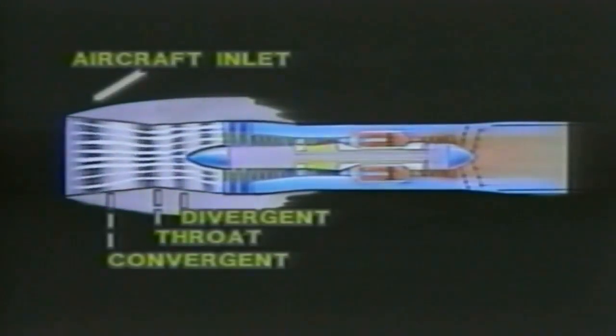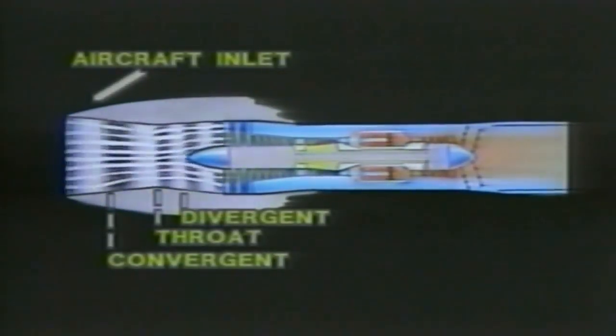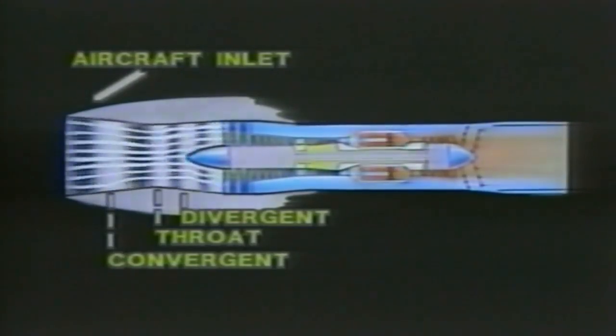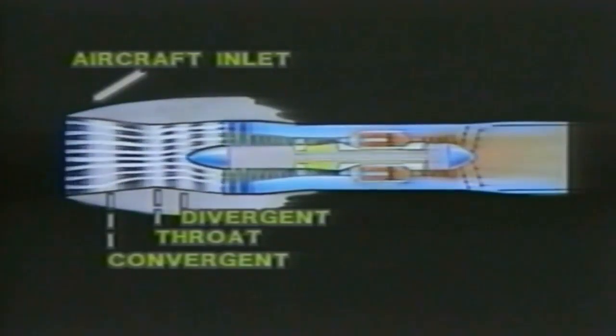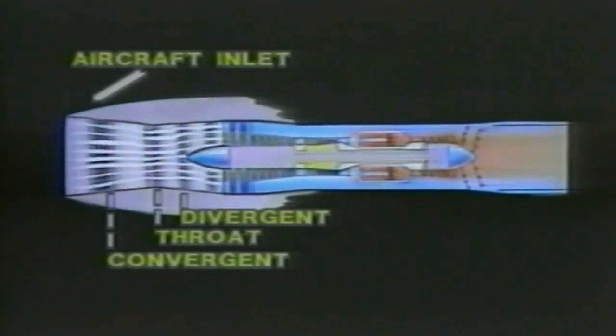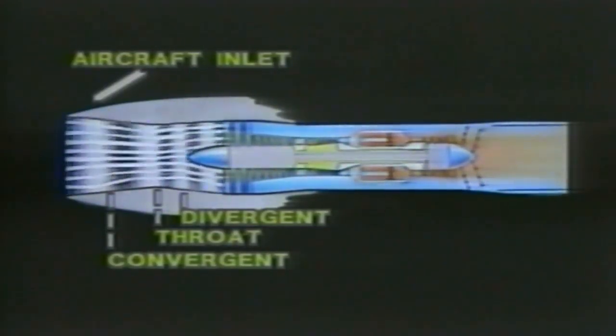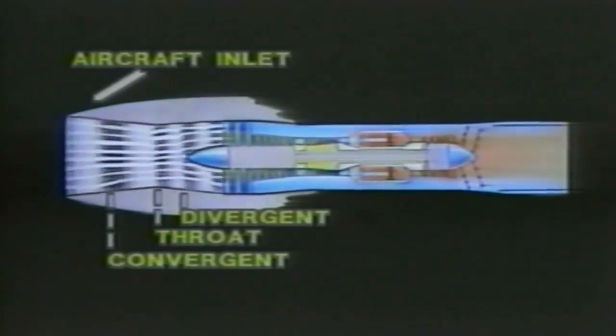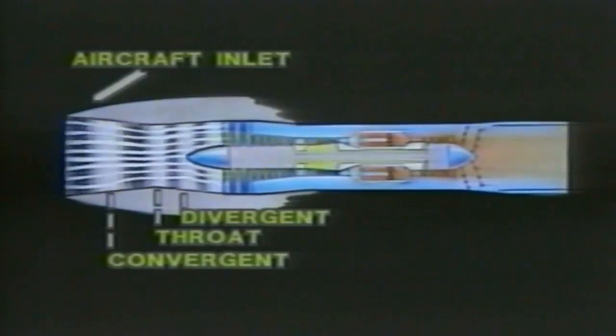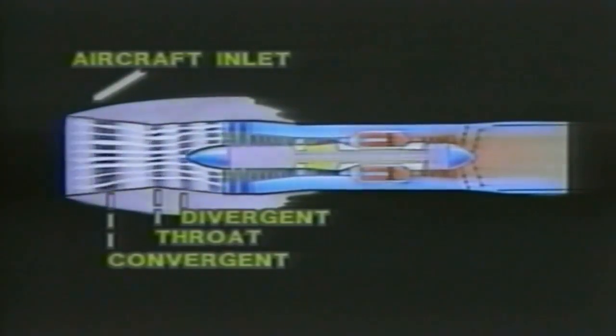The convergent section slows the air from Mach 2 down to Mach 1 at the throat, and the divergent section slows it even more before it enters the engine. Just as the exhaust nozzle is scheduled to vary the size of its opening for varying amounts of thrust, the aircraft inlet is often designed to vary its configuration to accommodate different inlet velocities.